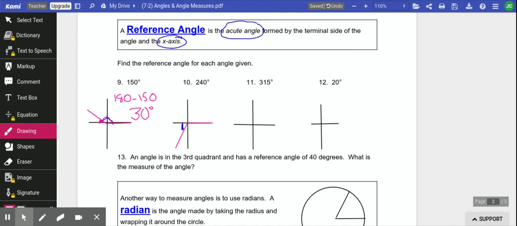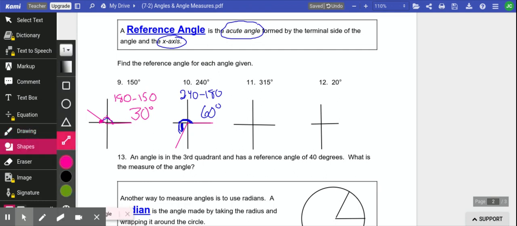So remember, it is all the way over here is 240, and we want to find this little piece. So we're going to take 240 and we're going to subtract 180. We're going to subtract that part. So 240 minus 180, and so this little piece here, our reference angle, is going to be 60 degrees. All right, let's try this next one.